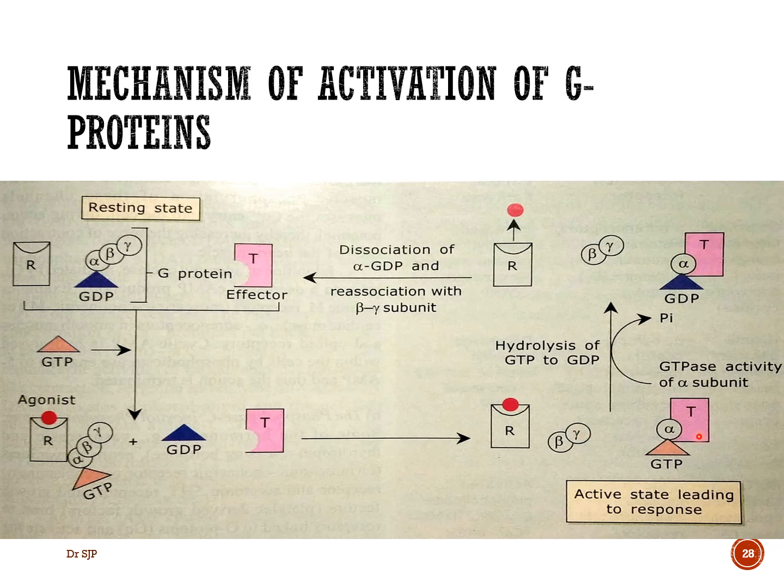So this will activate it, and the activated effector then propagates the transduction mechanism through a set of secondary messengers, right? The first messenger was the agonist, as we see. The agonist came and it binds to the receptor. It will be your first messenger.